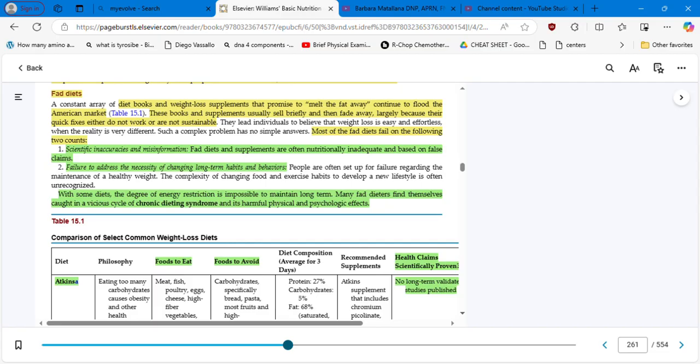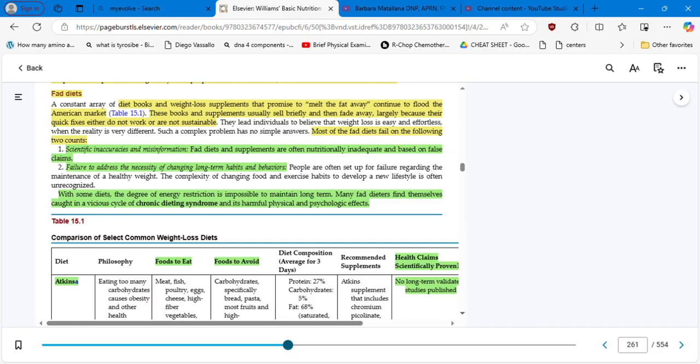So diet books and weight loss supplements that promise to melt the fat away continue to flood the American market. These books and supplements usually sell briefly and then fade away, largely because their quick fixes either do not work or are not sustainable. And I'm gonna keep the last thought. They are not sustainable, okay? So most of the fad diets fail on the following two concepts.